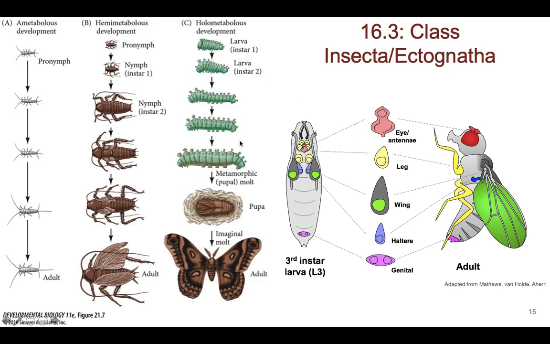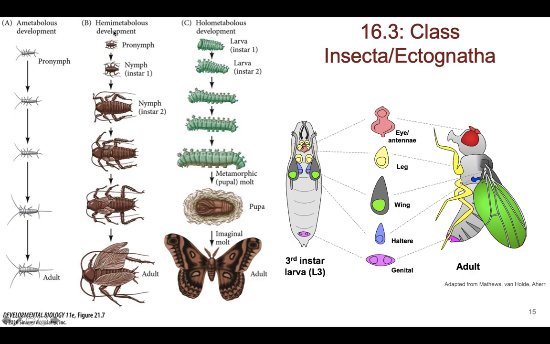Let's talk a little bit about their development. There are 3 main development modes in insects that I'd like you to know. The first is ametabolous development. Basically, these insects just look the same and they just grow in size through successive molts or ecdysis. Bristletails and silverfish, those more ancient lineages that I talked about, exhibit this ametabolous development.